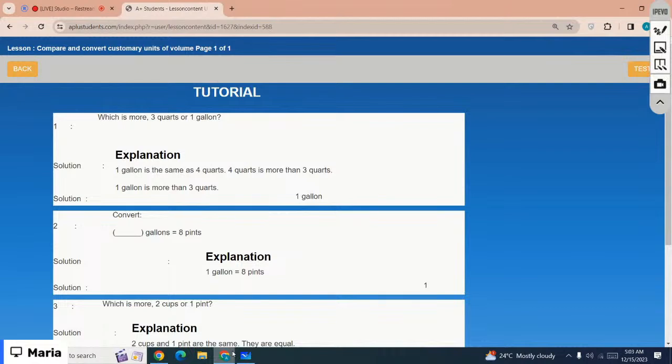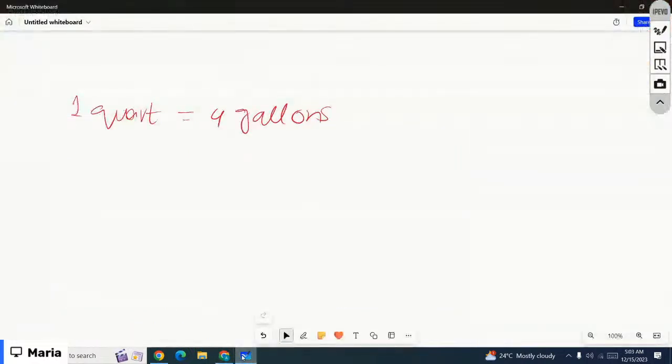The next one is convert gallons to pints. The conversion is from gallons to pints, right? So 1 gallon equals 8 pints. That is a comparison between the gallons and the pints. Gallon is a bigger unit and pint is a smaller unit.